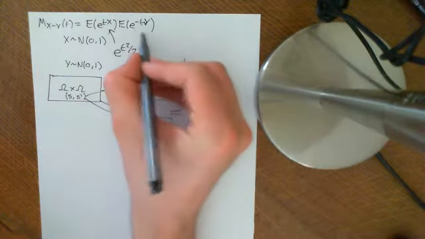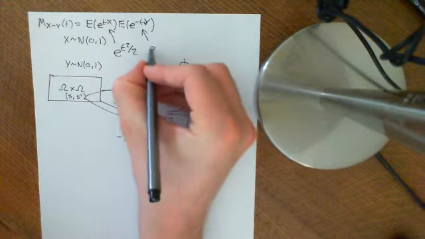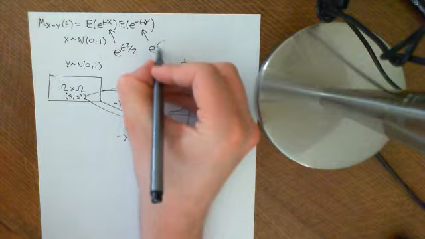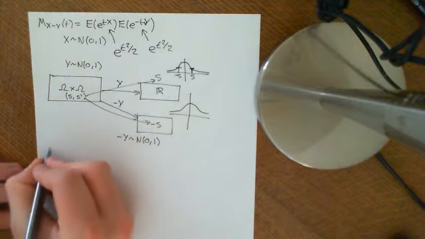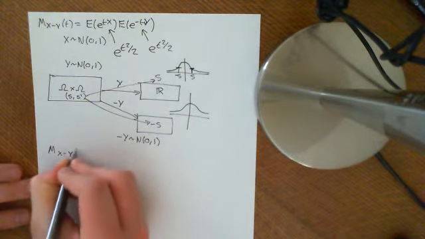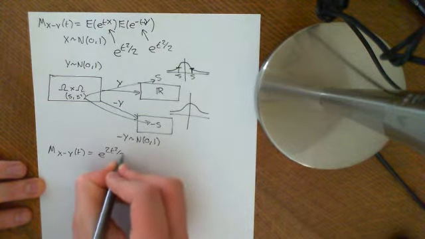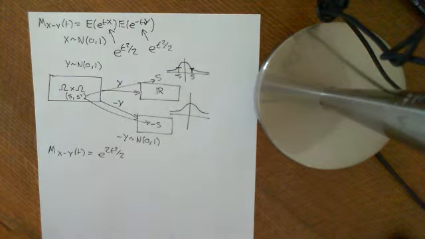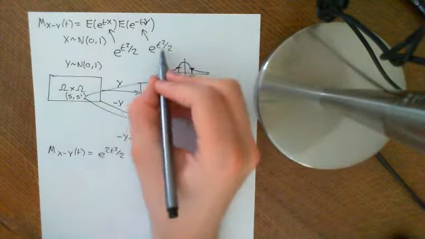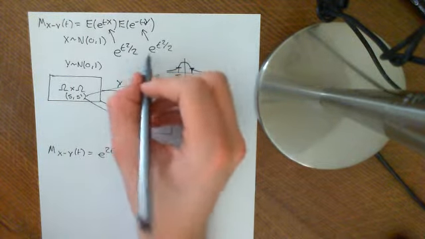Okay, so the moment generating function for -Y, which is here, is again that of a standard normal distribution. So this is going to be the expected value, e to the t squared over 2 as well. Now what we get is that the moment generating function for X minus Y as a function of t is equal to e to the 2t squared over 2, because when you multiply these two together, you add the powers.